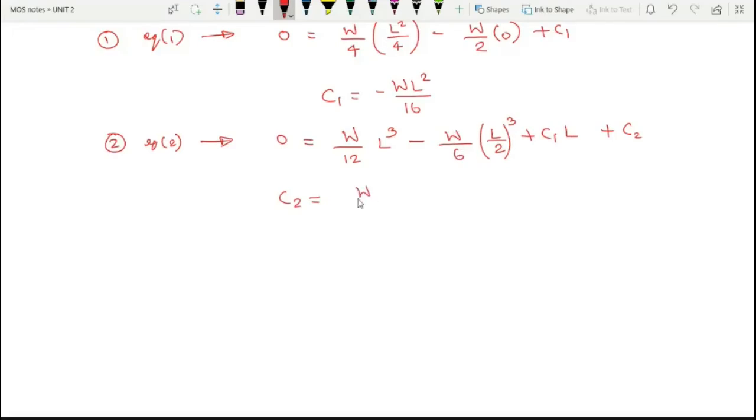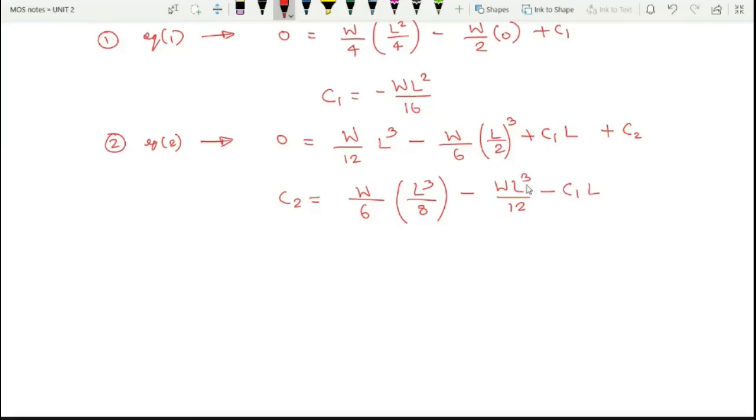So W by 6, 2 cube is 8, so L cube by 8, minus WL cube by 12, minus C1L. Because this is the term I will get.